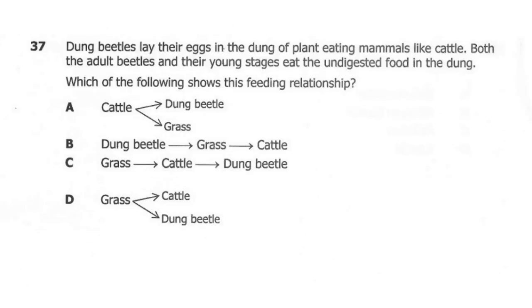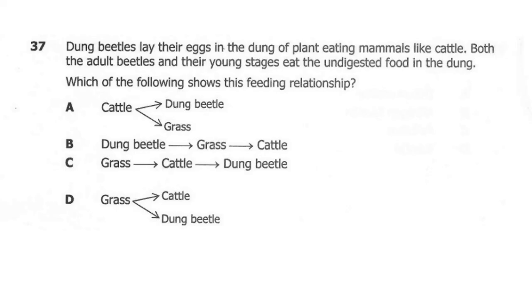Question 37. Dung beetles lay their eggs in the dung of plant-eating mammals like cattle. Both the adult beetles and their larvae eat the undigested food in the dung. Which of the following shows this feeding relationship?